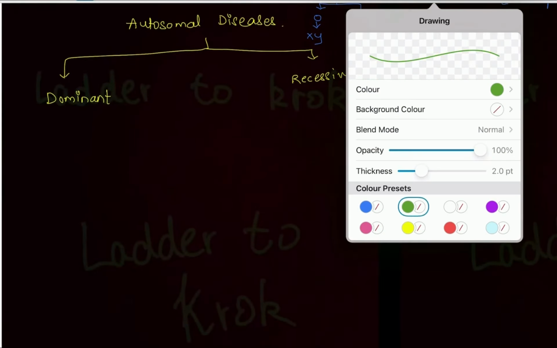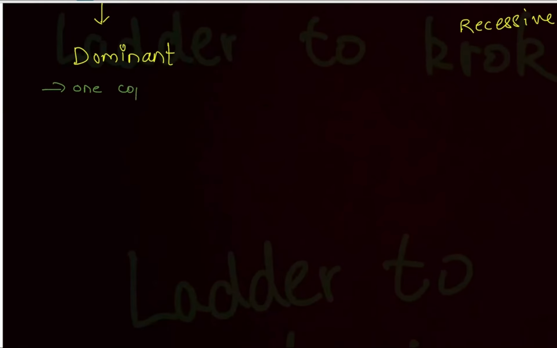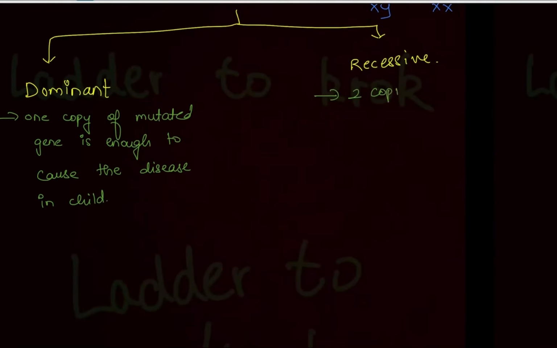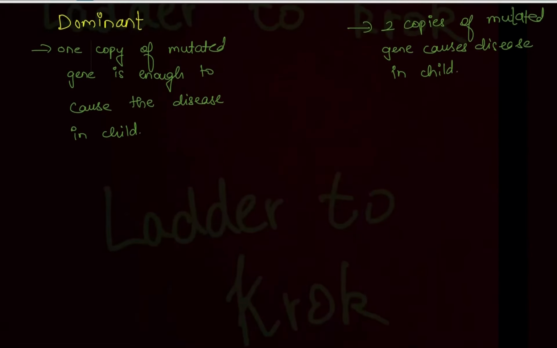Autosomal diseases can be dominant or can be recessive. So for dominant, write down that one copy of mutated gene is enough to cause the disease in the child. For recessive, 2 copies of mutated gene cause disease in the child. Now, what does this mean? Let's understand this statement with the help of an example.